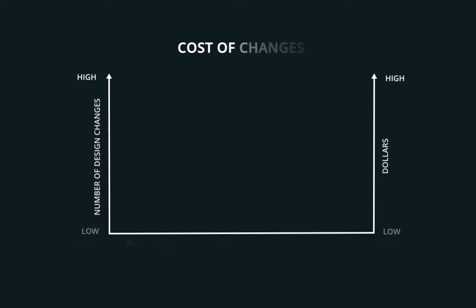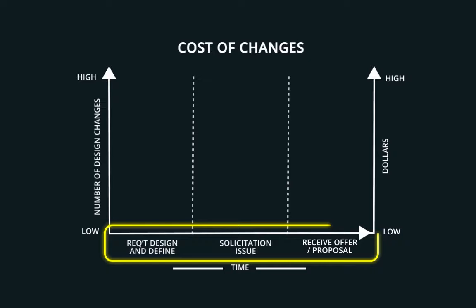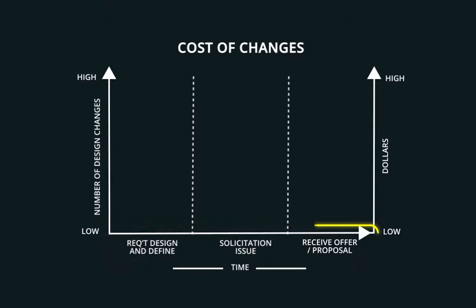To demonstrate, let's take a look at the graph. We can see the timeline, which is this bottom horizontal axis. We have the number of changes, which is the left vertical axis, and dollars spent, which is the vertical axis on the right. Acquisitions using integrated product teams are designed to have high levels of involvement early in the process. During this time, the intensity and involvement of the stakeholders is high because they are primarily focused on designing and defining the requirement and generating the various requirements documents, which is a time-consuming and expensive process.